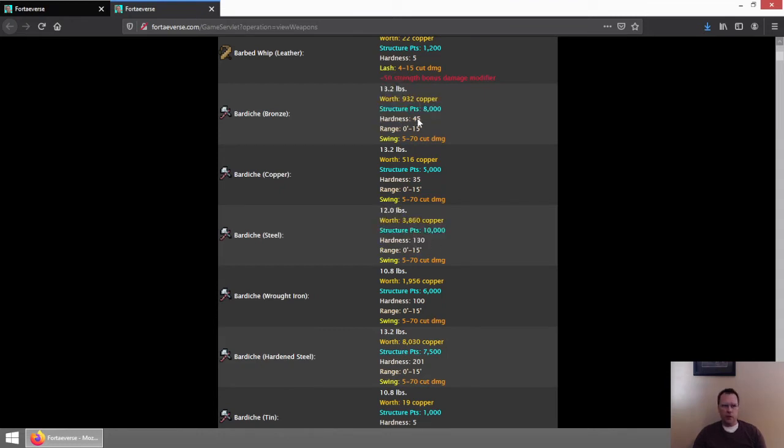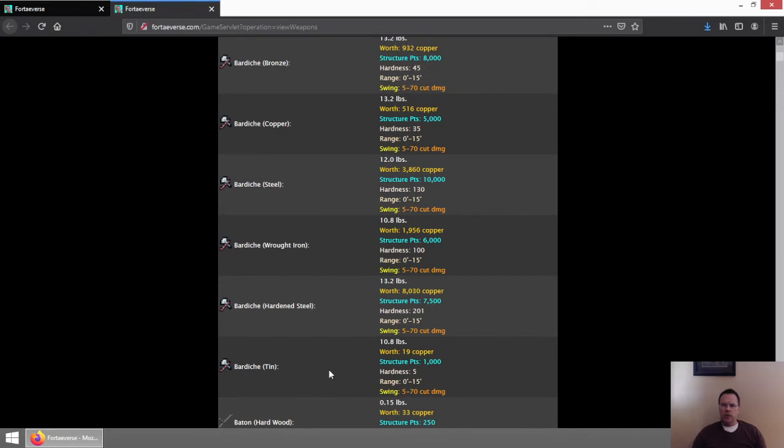Bronze is only a hardness of 45. So if you're hitting someone that's wearing steel armor, which is a hardness of 130, this is actually going to be less effective, and it'll take more damage to its structure points. So not only does it have less structure points, but the feedback for damage from hitting something harder will cause it to lose structure points even sooner, even quicker.